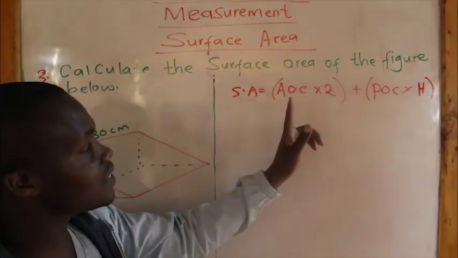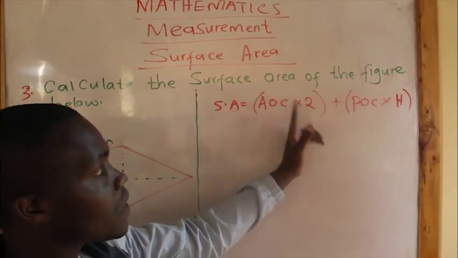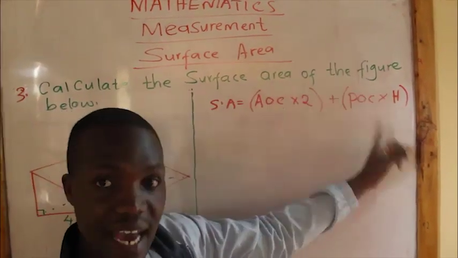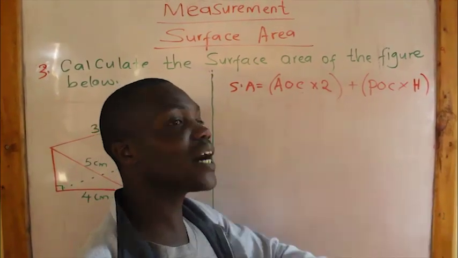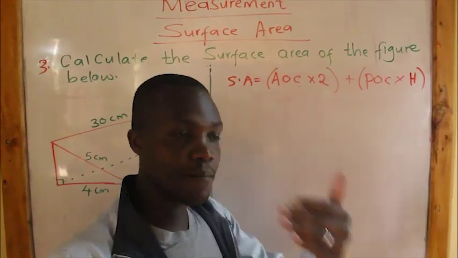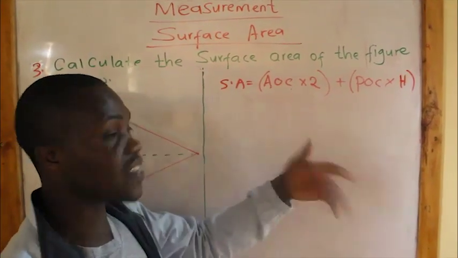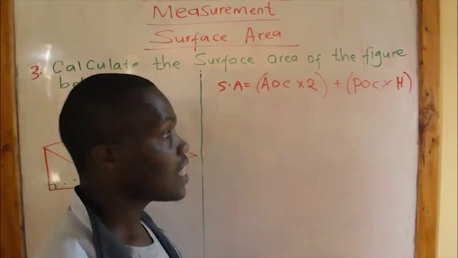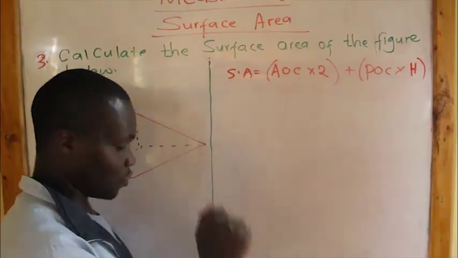But we are still revisiting our very first formula. That is arc times 2 plus POC times height, the surface area. I want to prove to you that this formula can be used to calculate the surface area of several figures, not only cylinders. But the only thing you need to do is to interpret what the cross section is.